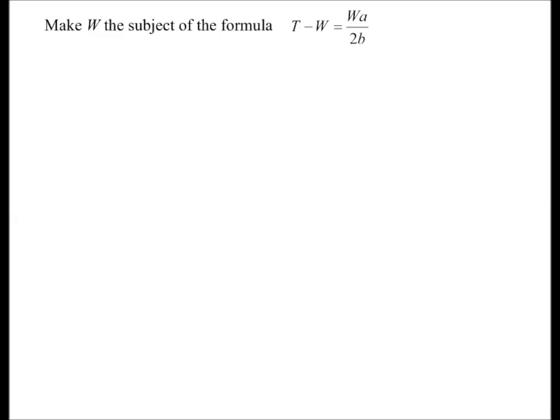Again, here we have a w and a w. So we want to make w the subject. So we want to get both our w's onto the same side, and then I can factorise. Again, because I've got a minus w on this side, it's nice if I can make it positive, so I'm going to add w to both sides as my first step.